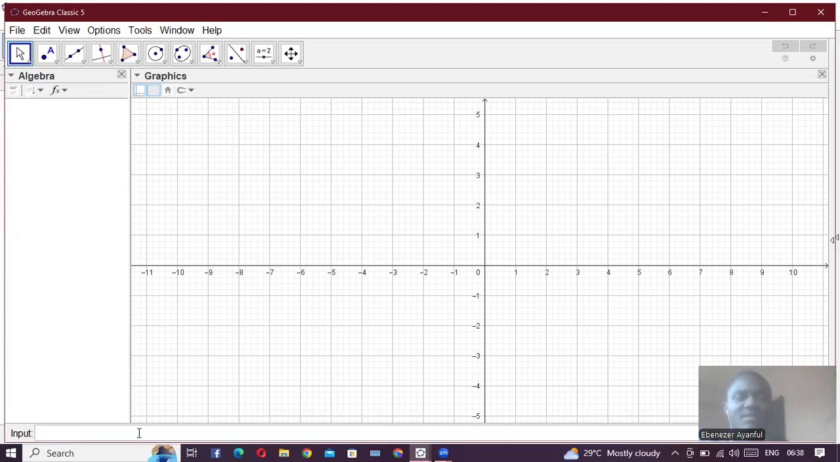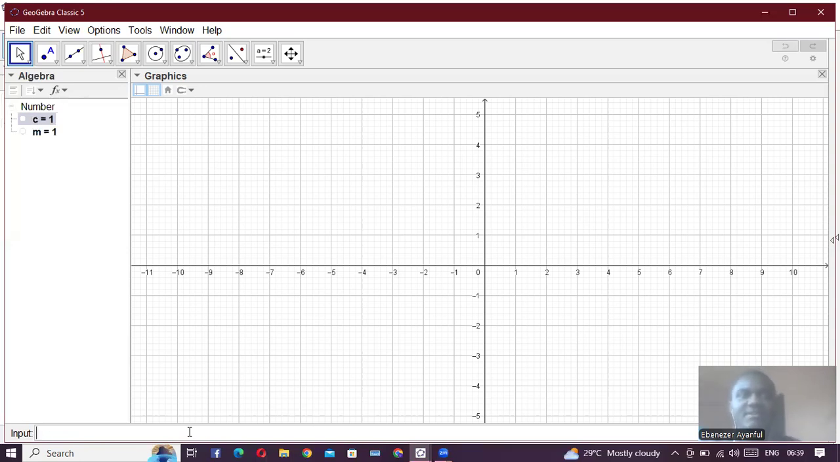Now, before we start, let's talk a little bit about sliders. Sliders will help us to visualize whatever we are doing here. It will help us to visualize the things we have on our graph sheet. So we are going to start by assigning values to m and c. Let's assign 1 to m, and then let's assign 1 also to c.